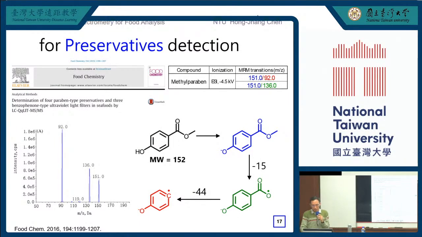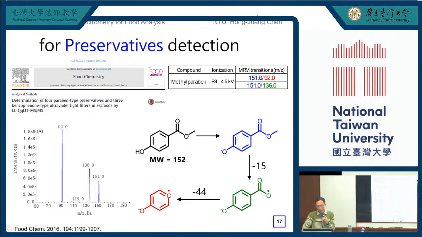And this one is preservative detection. For any food additives, of course we can use MS technology to detect the target compound. Here we use not a single MS but tandem MS technology, which means the QqLIT. The first Q is a quadrupole, the second q is a collision cell, and the third is a linear ion trap. So this is a tandem MS technology, which stands for MS/MS.